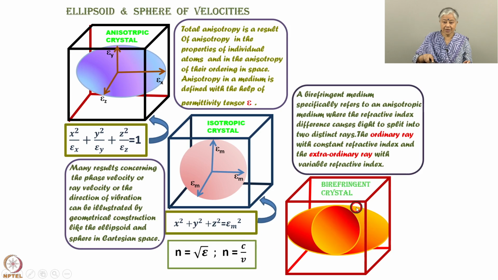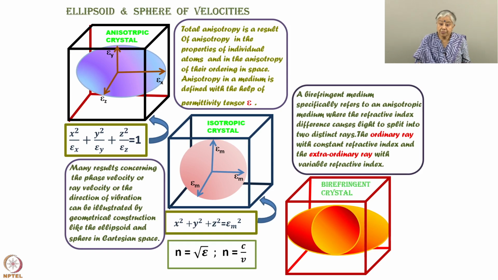I have just tried to make an animation that the sphere is embedded in the ellipse. It's just an imaginary thing. So, for certain rays the sphere comes into play, the sphere of refractive indices or permittivity, and for some rays the ellipse comes into play. So, this is a birefringent crystal.